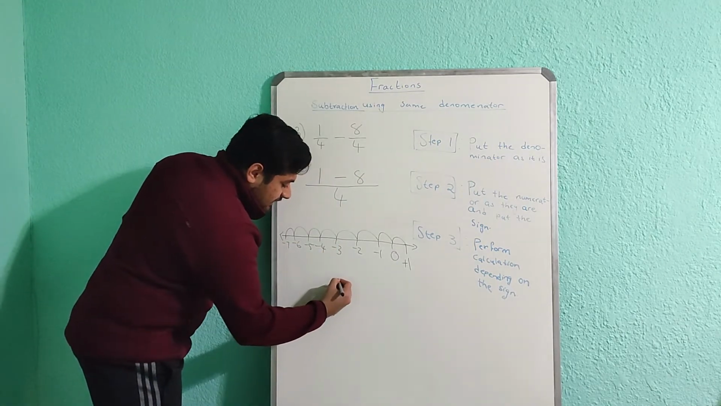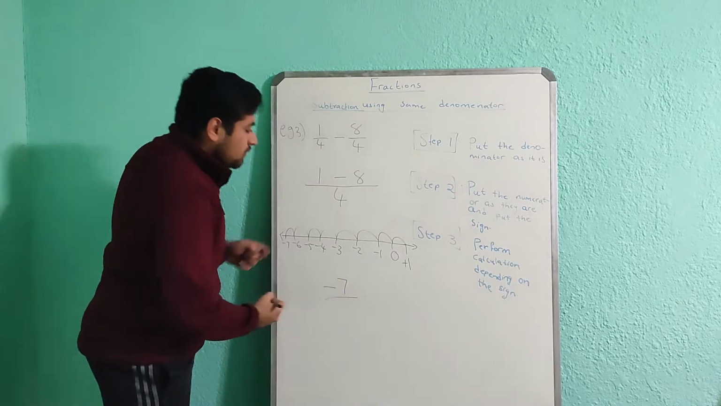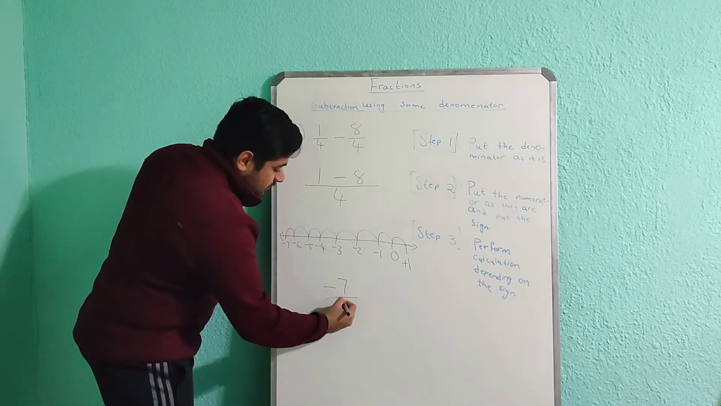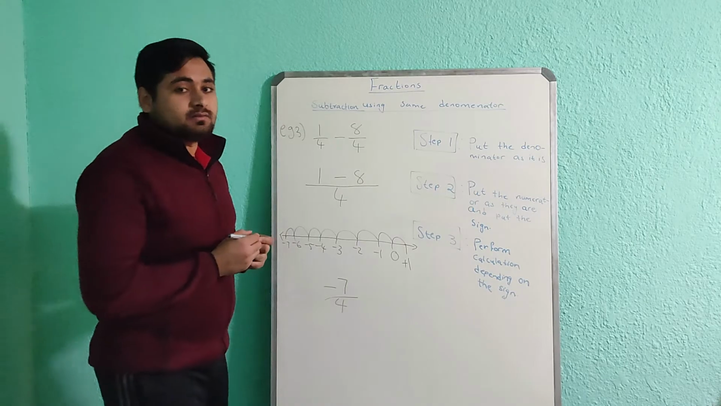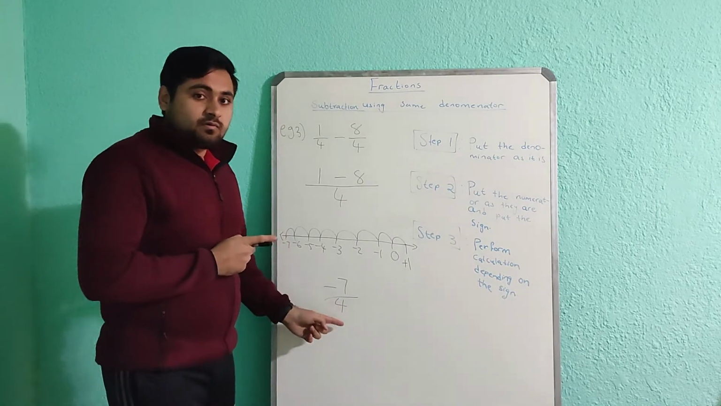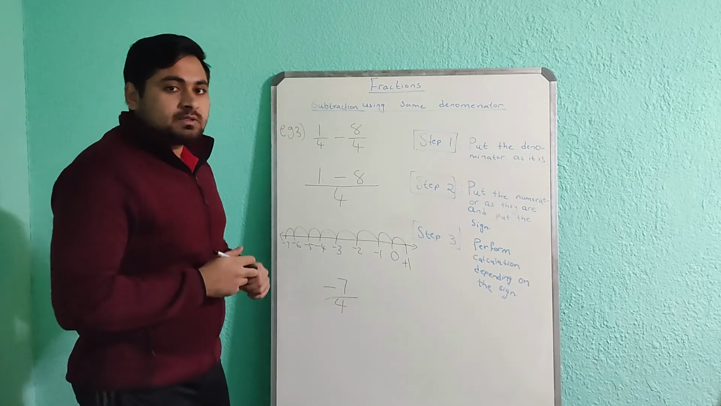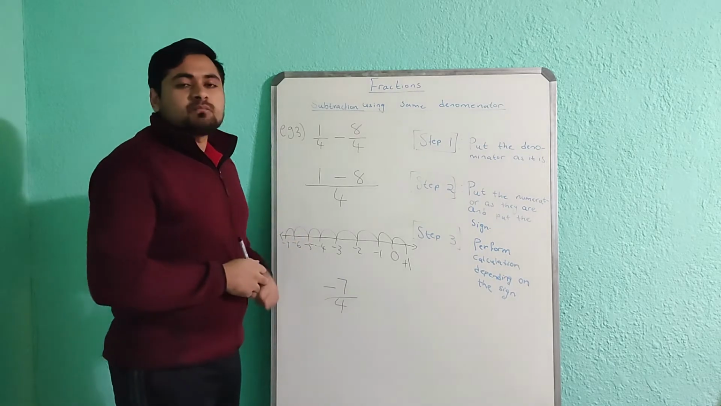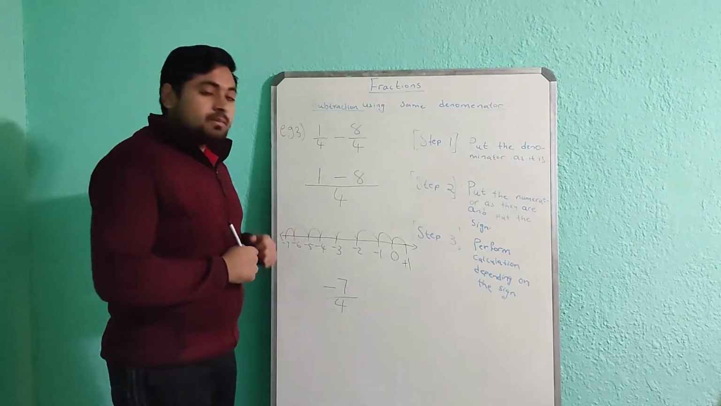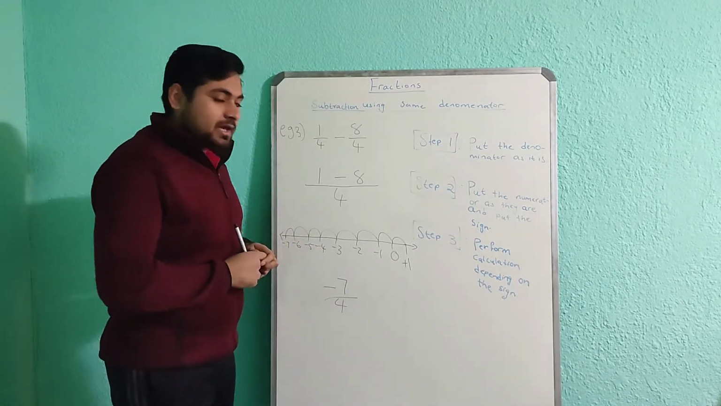So you come and write negative 7 all over the denominator, which is the 4. So that is your answer, negative 7 over 4. As I have always been telling you, whenever you are doing negative numbers, try to use your number lines so that your answer can be accurate.